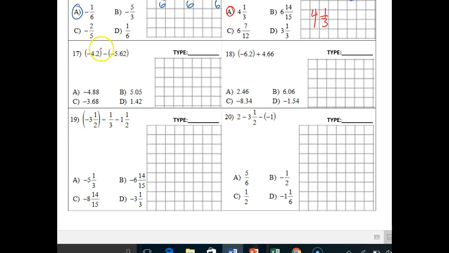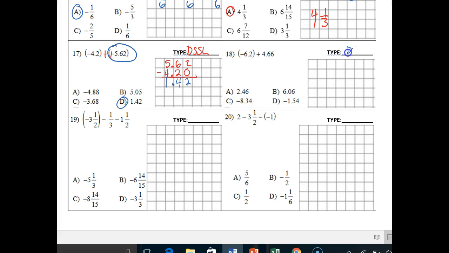Keep, change, change again. So we have a DSSL problem. So we want to subtract 5.62 minus 4.2. Line it up. Maybe fill in a 0 there. 2 minus nothing's 2. 6 minus 2 is 4. 5 minus 4 is 1. Do I have more positives or negatives? I have more positives, so that's why my answer is positive 1.42.